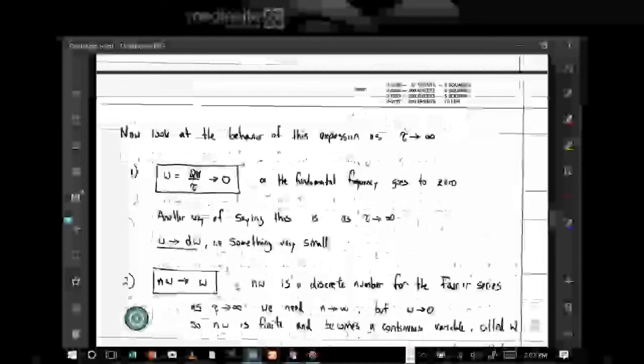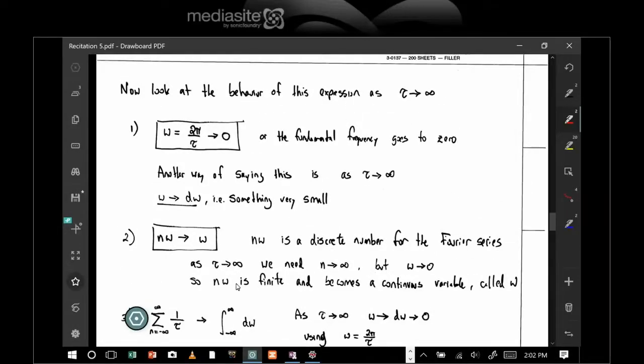What happens? Well, first of all, we saw this before. Remember, when I went from 1 second to 10 seconds, the fundamental frequency got smaller. It went from 6.28 radians per second to 0.628 radians per second. So in the extreme limit, as tau goes to infinity, I expect omega to go to 0. Or really, a better way to say it, not to 0, omega goes to something that's infinitesimally small. So omega goes to d omega as tau goes to infinity.